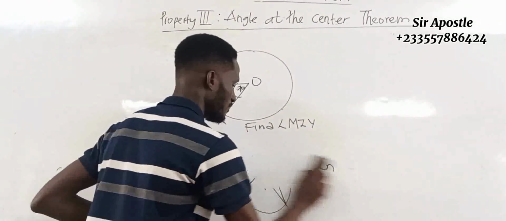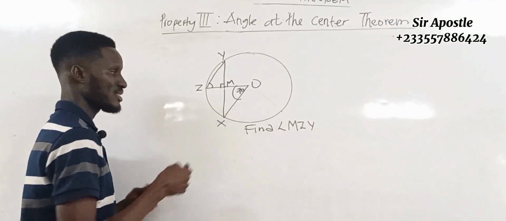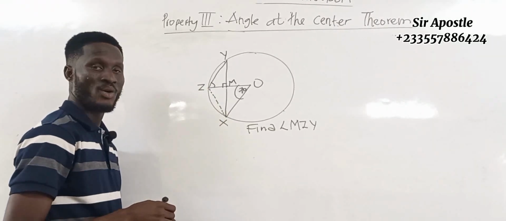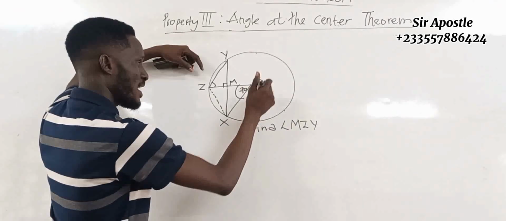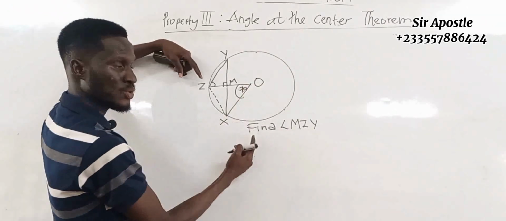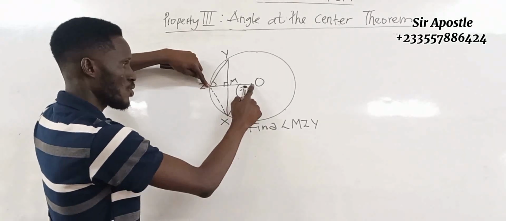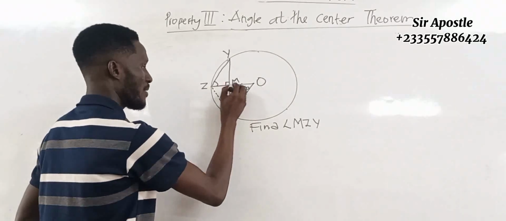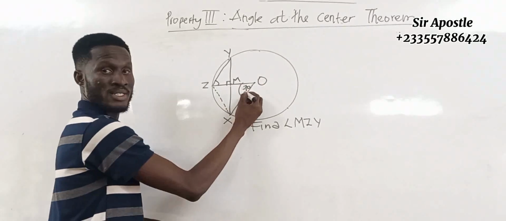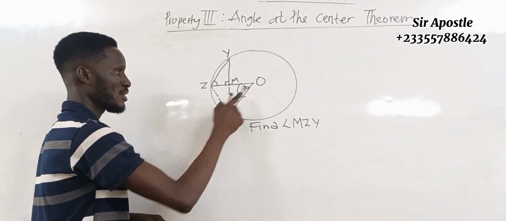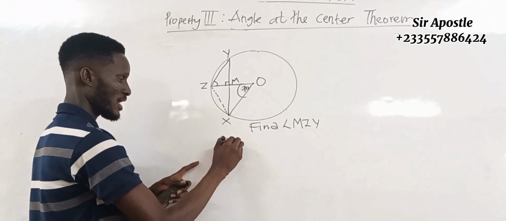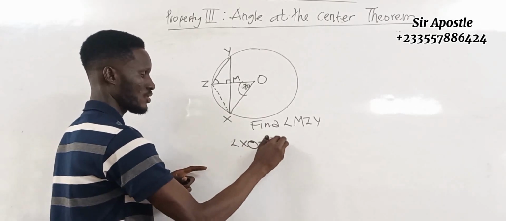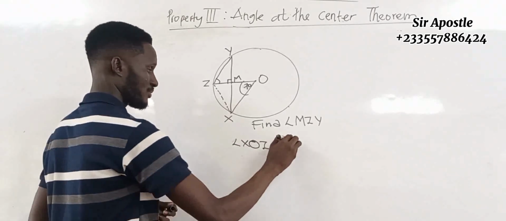So let's go. Now looking at this one, I can consider the chord XZ. The chord XZ forms an angle at the center. The center is here, the center is O. So it forms an angle at O, which is 70 degrees. The angle formed at the center here is O, which is 70 degrees, which means that XOZ is 70 degrees. Let me write it here. Angle XOZ is equal to 70 degrees.